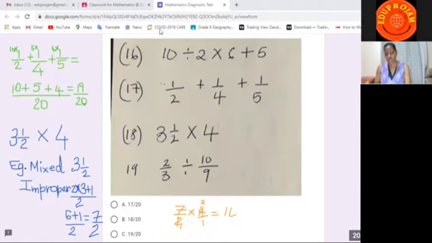14 over 1. So we notice that for the improper fraction, the top is always heavier, bigger than the bottom. That's improper. Now listen carefully. Please put equal to 14, because any number divided by 1 is the number. So please put equal 14.